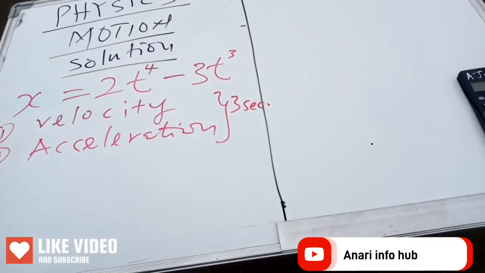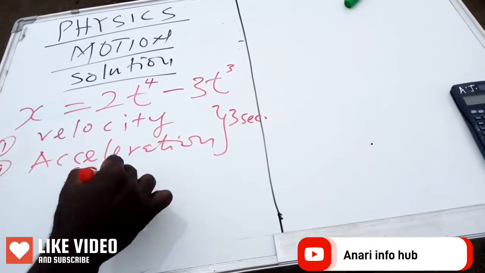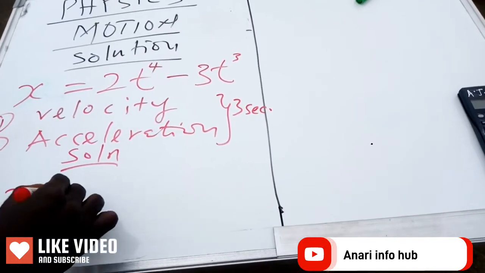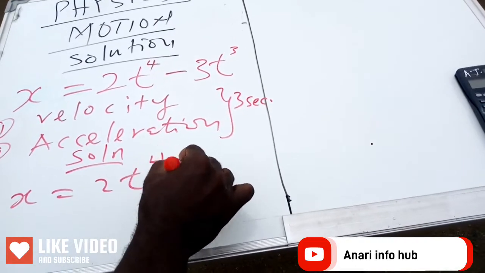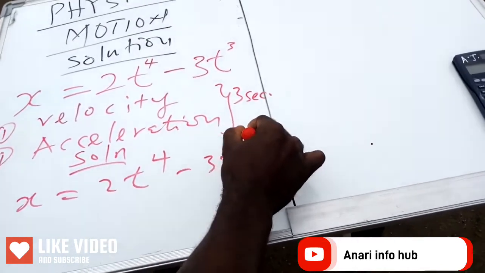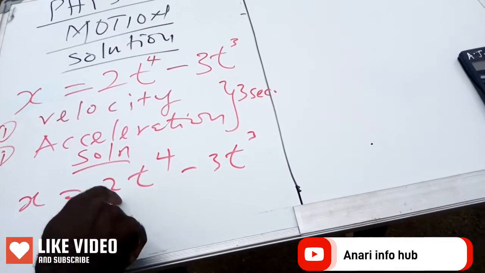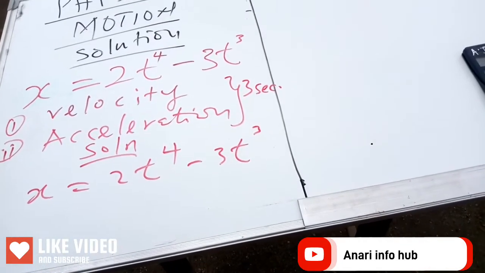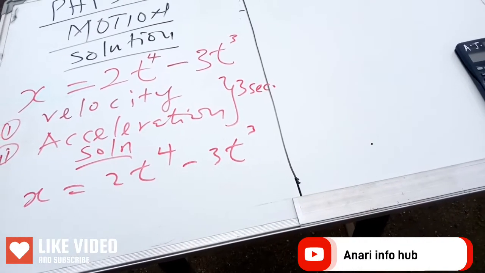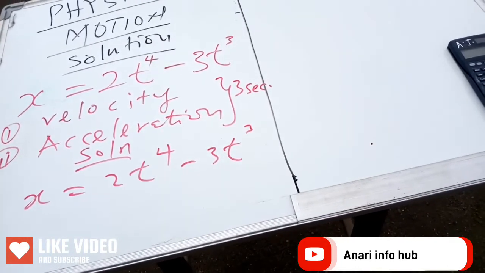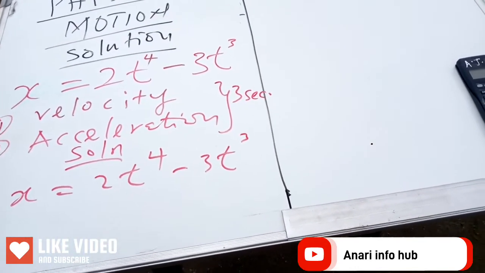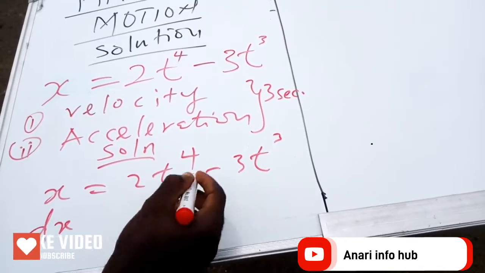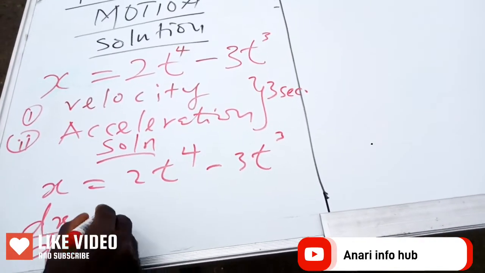Solution. You know that x is equal to 2t raised to 4 minus 3t cubed. We have to differentiate this. This aspect of motion is what we refer to as rectilinear motion. Why is it rectilinear? Because it follows a particular line, a straight line.